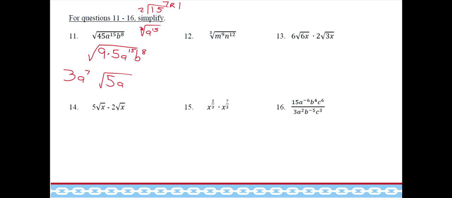The square root of b to the 8th, this part, I'm going to take the 8 and divide it by 2. 8 divided by 2 is 4. So the square root of b to the 8th is b to the 4th, and there is no remainder, so there is nothing left to put under the radical for the b part of that problem. So the square root of 45a to the 15th b to the 8th would be 3a to the 7th b to the 4th times the square root of 5a.